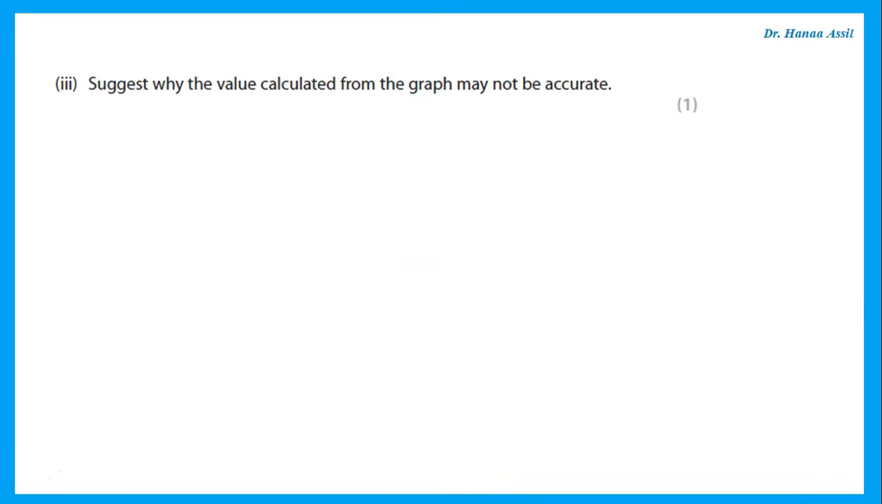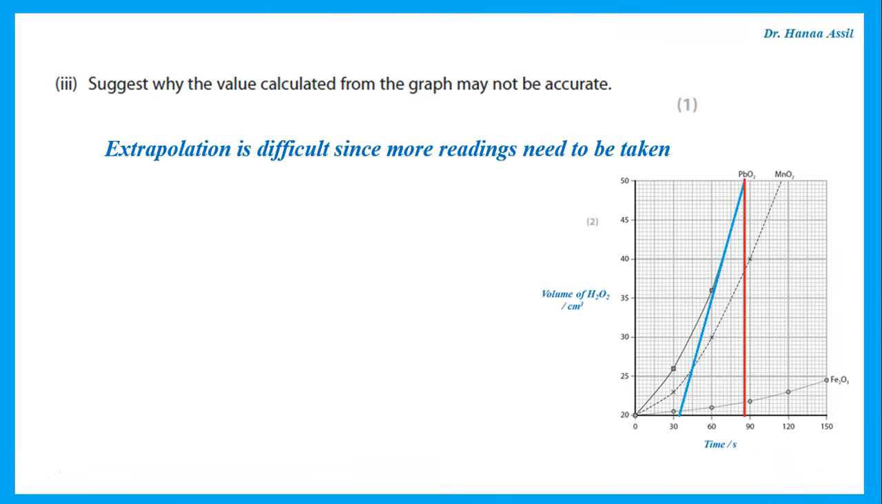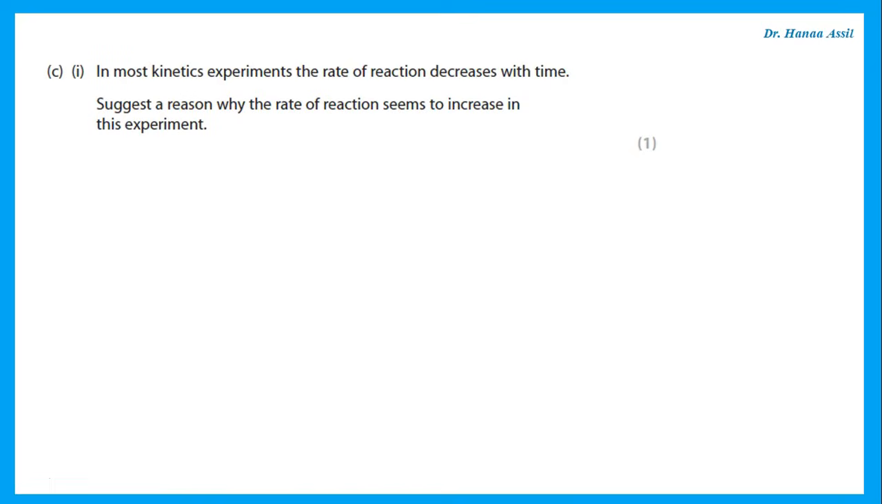Now, give a reason why the value calculated from the graph may not be accurate. Well, let's look at the graph. This is difficult because we did not take enough readings for each. Remember, each curve was made from what? 4 points or 5 points. We need more readings to be taken in order to have the extrapolation be more accurate.